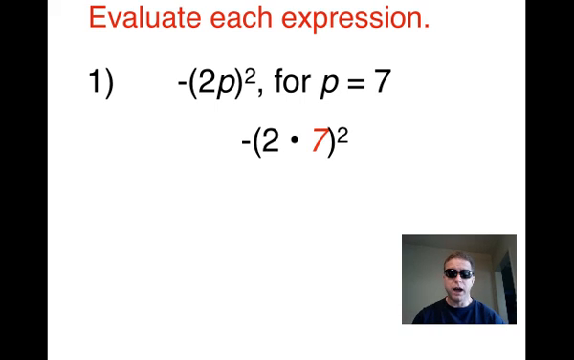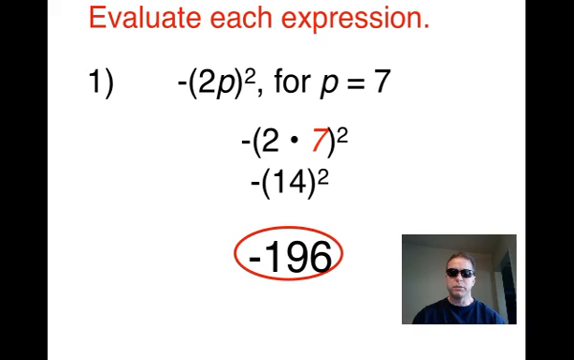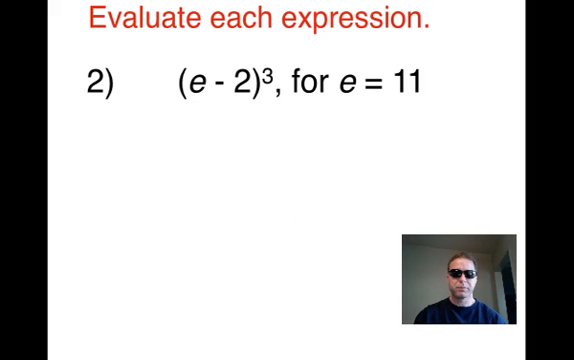So you have the opposite of 2 times 7 to the second power. So using please excuse my dear Aunt Sally, I look for P, which is parentheses. I've got those, and I'm going to do what's inside of it. In this case, there's only one thing. It's 2 times 7, so that would be 14. Next, I'm going to do my exponents. So 14 times 14 is going to be 196. I then do the opposite of that, which gives me a negative 196.